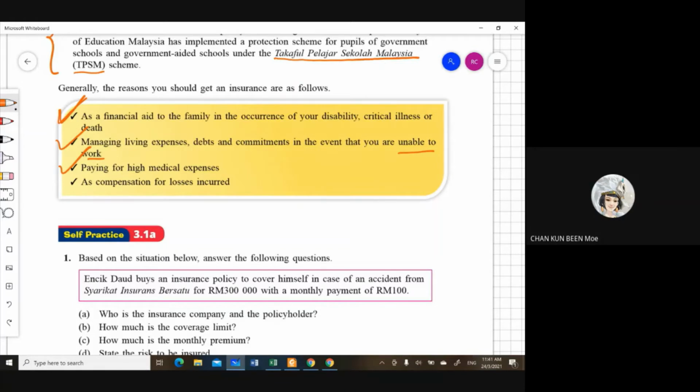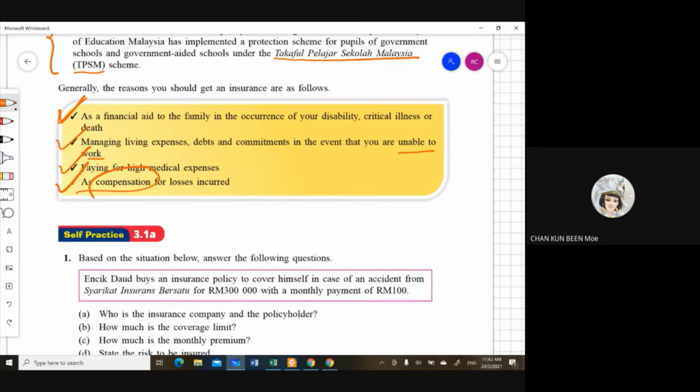And then the third one, paying for high medical expenses. For example, you found out that you have this kind of disease, you have to go for surgery and so on. You don't have enough money because sometimes it costs more than 10,000, 20,000. And then sometimes if you want to look for a specialist, you can't find it here. You have to go overseas, to Singapore and so on, to do the surgery. So they are paying for high medical expenses. And the last one is compensation for losses incurred. This one is for sure, just as a compensation for all your losses.